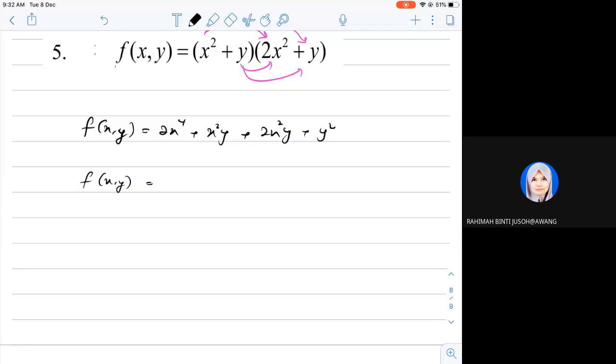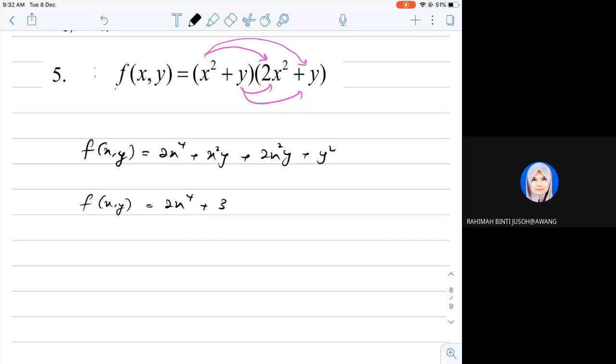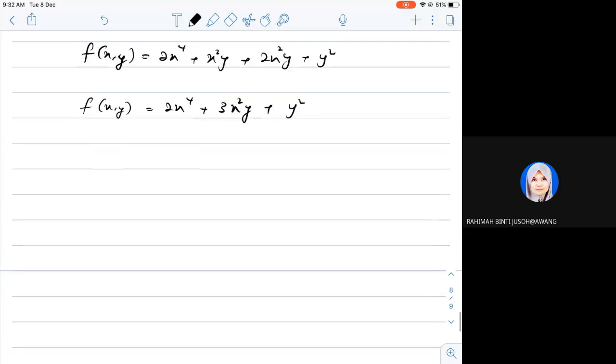So 2x to the power of 4 plus x squared y plus 2x squared y plus y squared. Okay, after that, let us solve this. So 2x kuasa 4, and then we have x squared. So 3, tak habis lagi ni. 2x, betul lah. So 1 plus 2 sama kan ni? So 3x squared y plus y squared. Okay, so this is our function now.